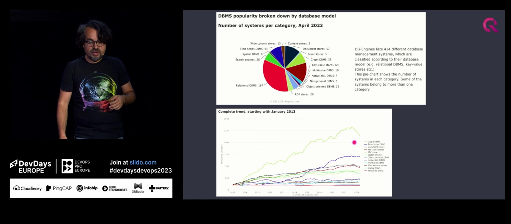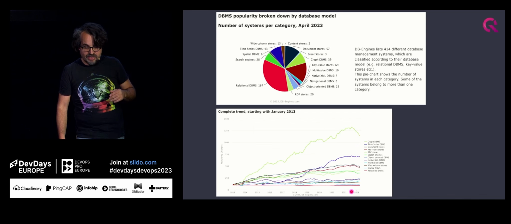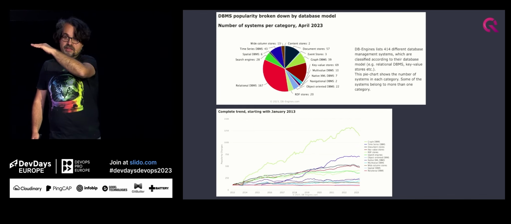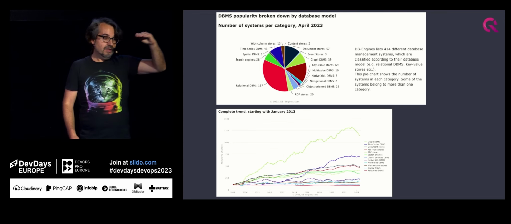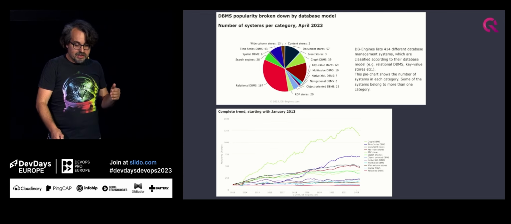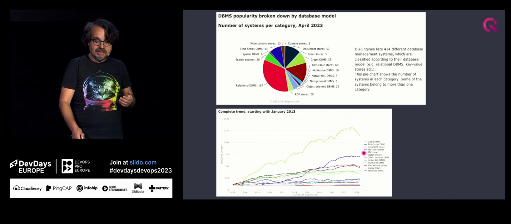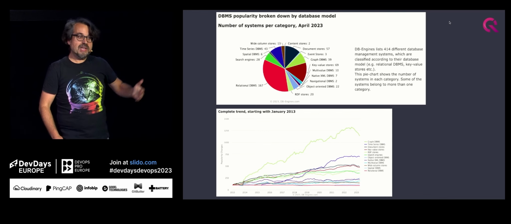This chart is very tricky because trending means they change in popularity. So relational databases are here, they're almost flat. They are the most popular, but it's almost flat because they've been as popular for the past 10 years. But actually, graph databases and time series have been trending quite a bit.